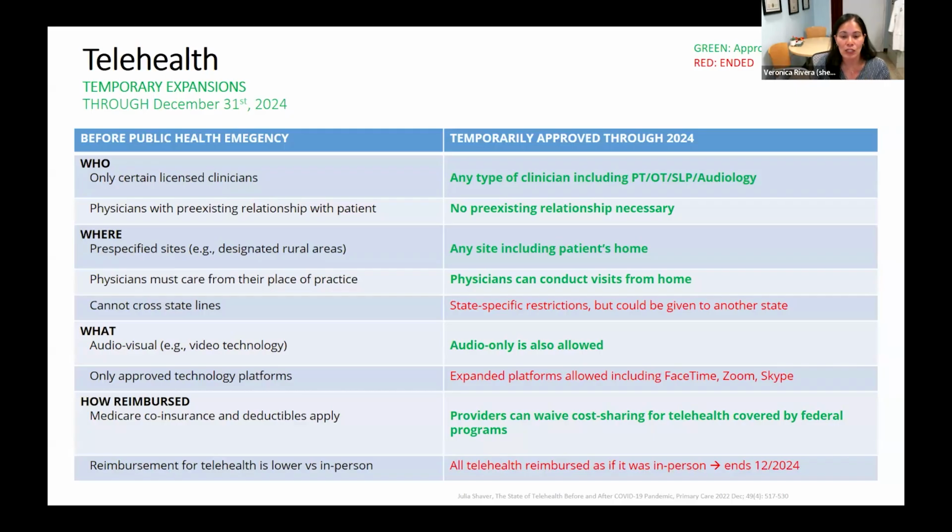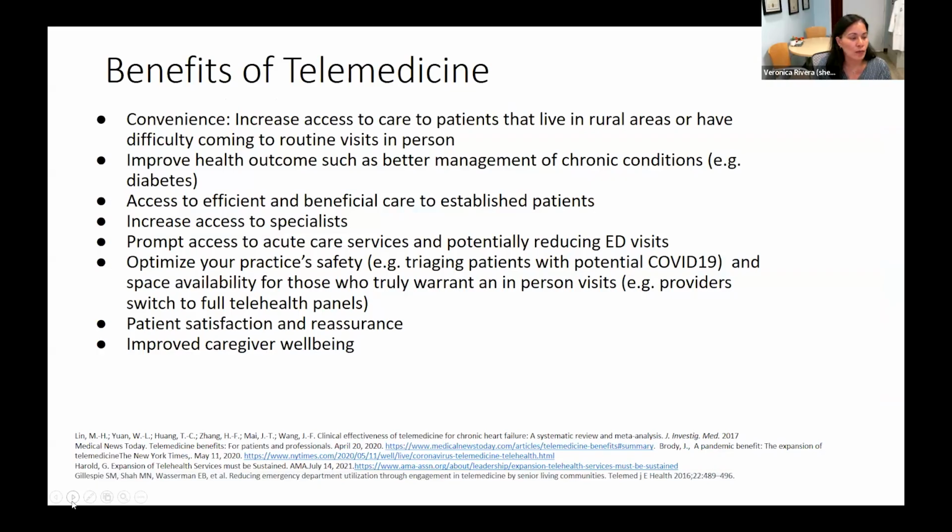One of the expansions that did end was allowing other platforms like FaceTime, Zoom, or Skype. And then in terms of reimbursement, we are still able to bill Medicare for these telehealth services, and providers can waive the cost sharing covered by federal programs. The reimbursement for telehealth is still the same as it is for in-person visits. These expansions again are subject to end in December of 2024, and we'll go into the billing a little bit more later.